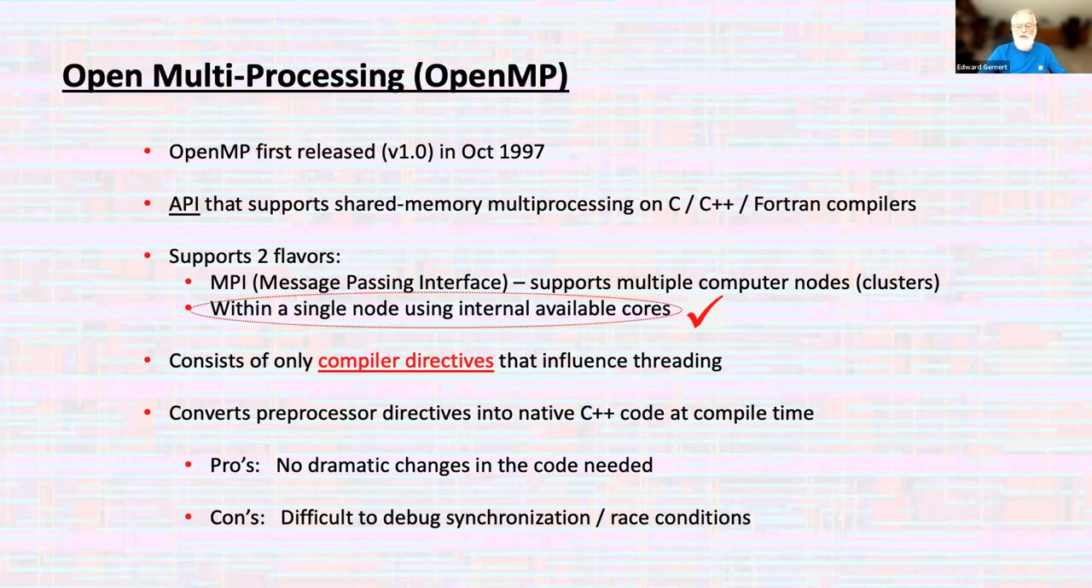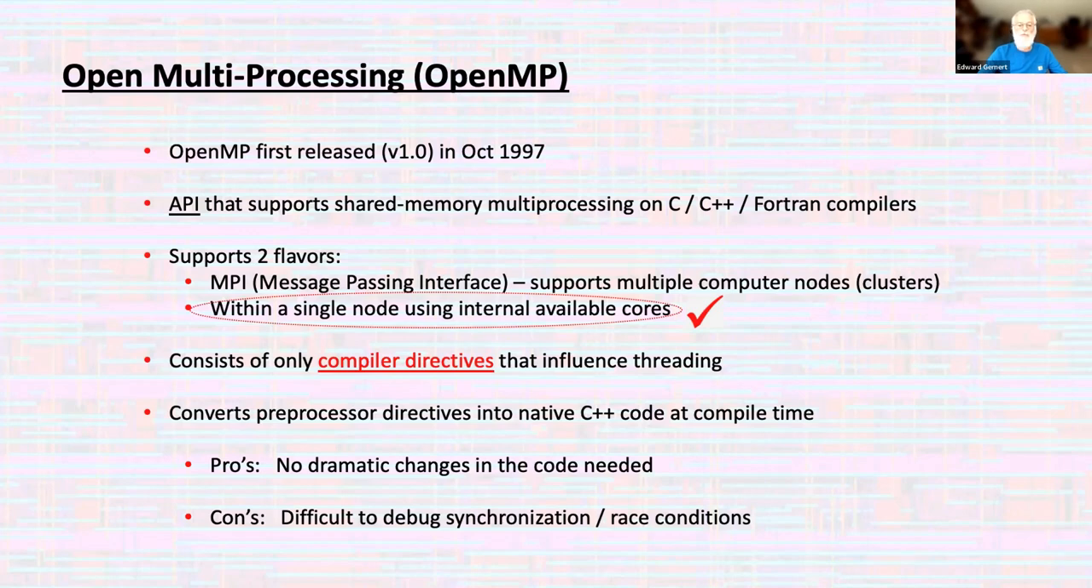It consists only of compiler directives that influence threading. During compile time, it converts the preprocessed directives into native C++ code. The pros of OpenMP is really there's no dramatic changes in the code needed. The cons are it's difficult to debug synchronization and race conditions, and you have to be very conscious of what's happening at all times.